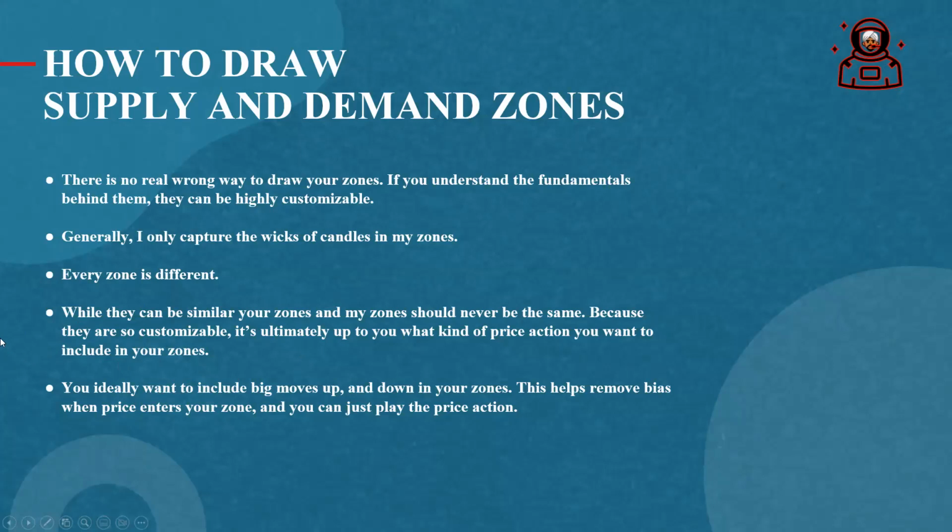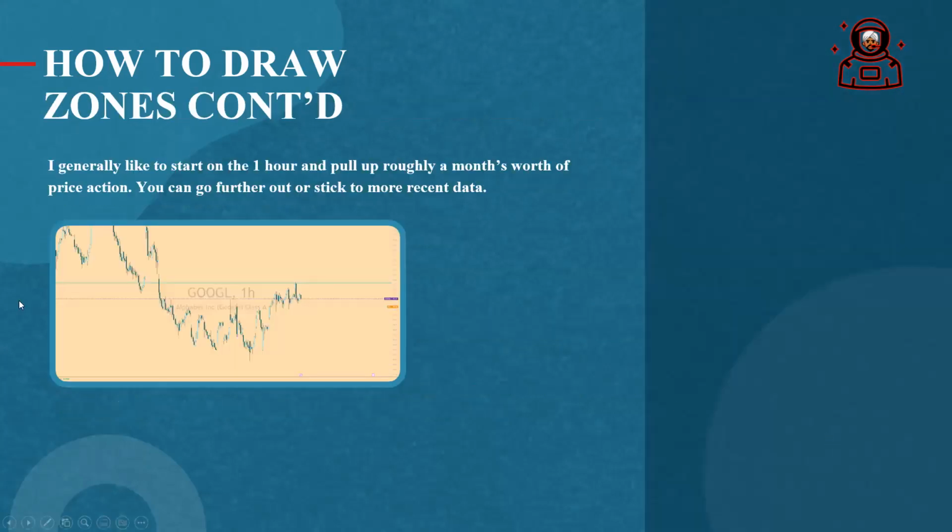That's why you'll notice when I get a position, I can get a 30 to 40% move in less than 5 minutes, because there's a lot of liquidity in the zone. So that's why you want to include big moves up and big moves down in your zone. It helps remove bias when price enters your zone. You can just play the price action and trust in your zones, and trust that price action in this zone is going to be really good. So pay attention.